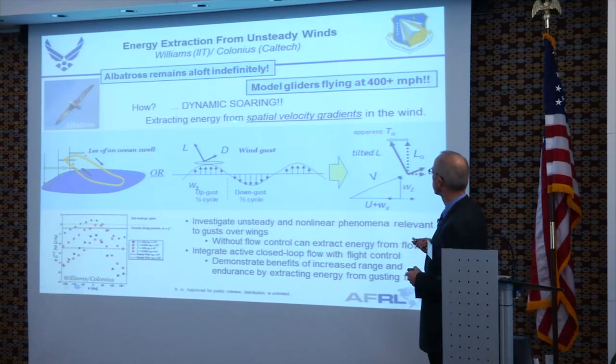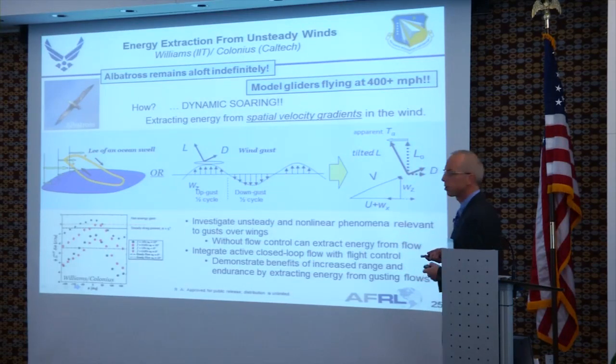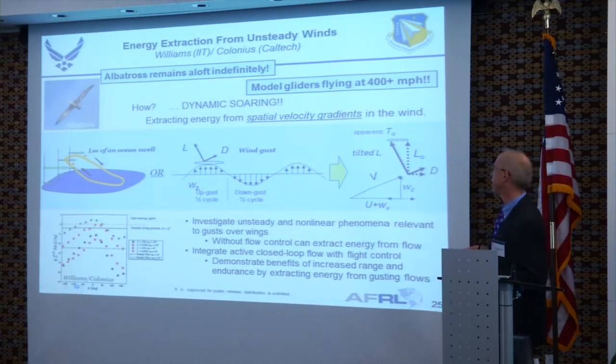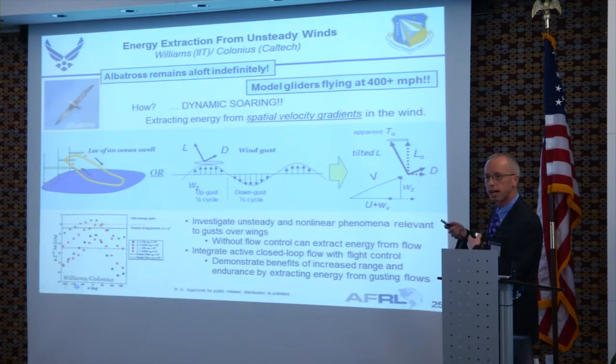Well, it does it by something called dynamic soaring. So in dynamic soaring, what you're doing is extracting energy from spatial velocity gradients in the wind. So an albatross will do this in the lee of an ocean swell. A model glider will do it in the lee of a hill under high wind conditions. Turns out if you have an unsteady flow coming in, you can do a similar type behavior if you just know how to time things relatively.